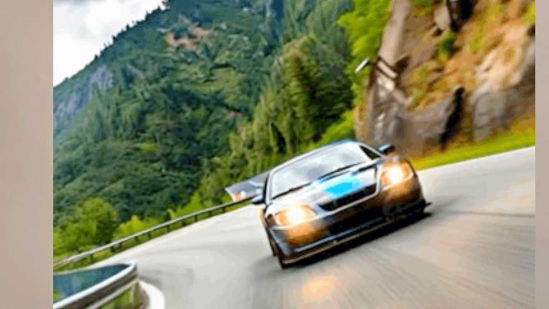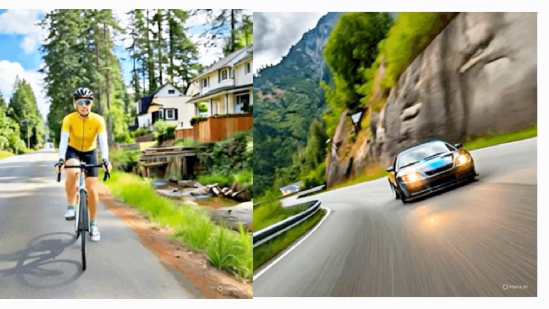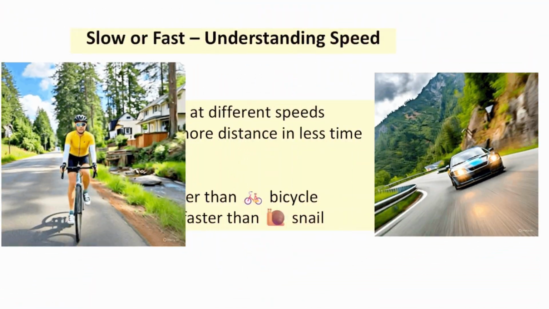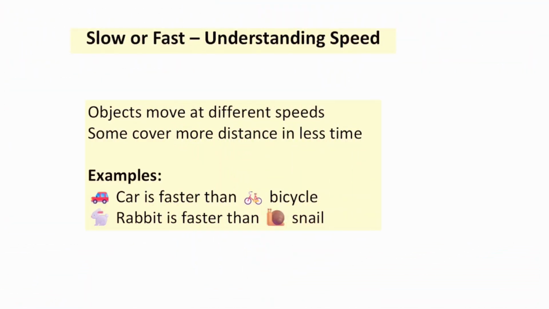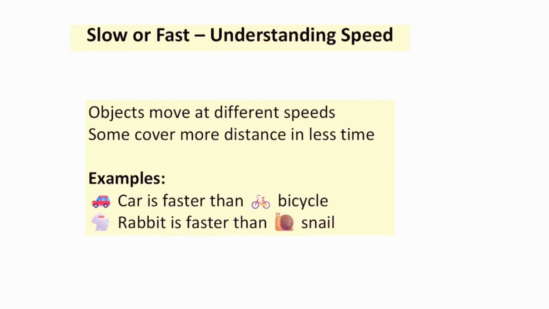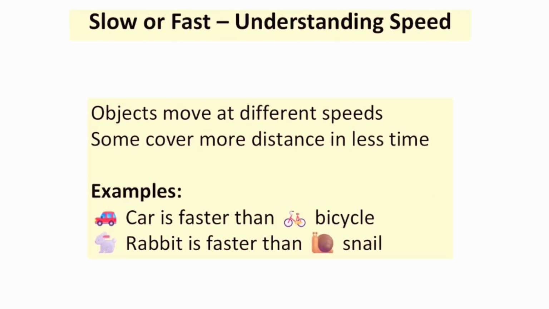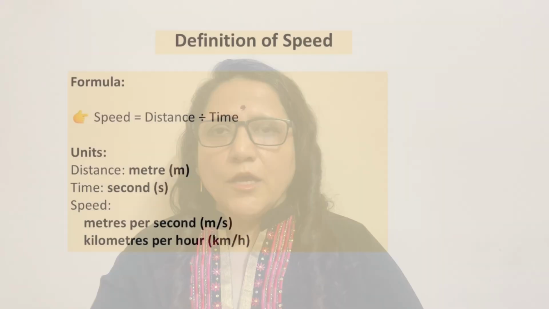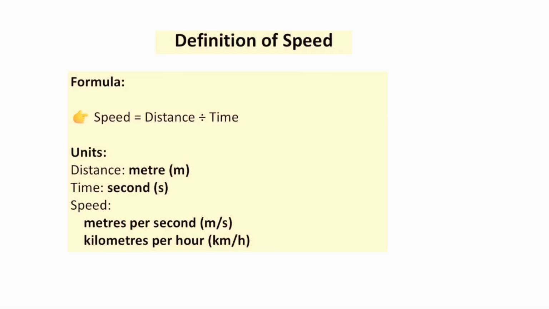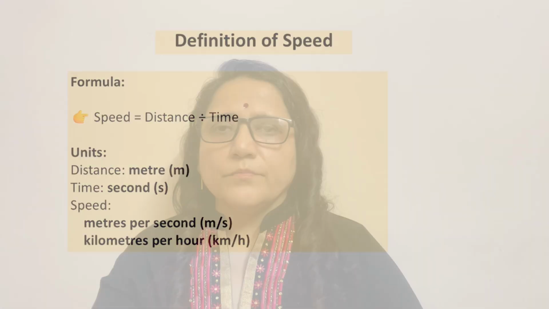A car covers more distance in less time than a bicycle. That's because it is faster. Speed tells us how fast or slow something moves. The more distance an object covers in less time, the faster it is. That's the magic of speed. Formula of speed. Speed is equal to distance divided by time. Distance is measured in meters and time in seconds.